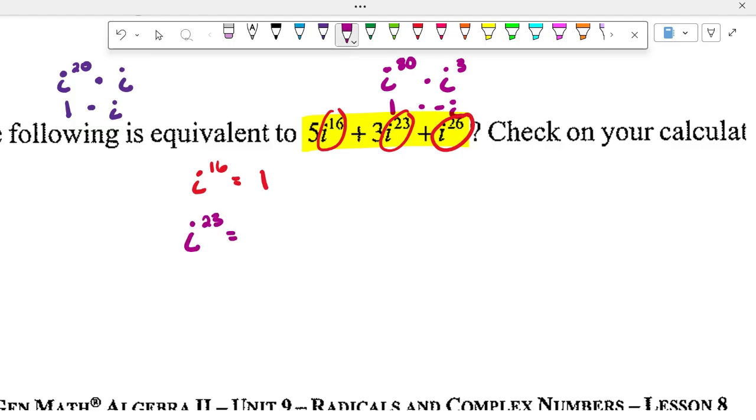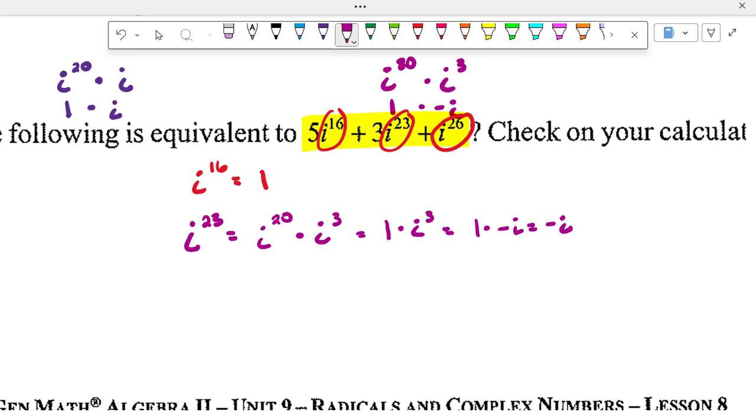i to the 23rd. What's the closest multiple of 4 to 23? Technically 24, but I want the lower one. 20. So always go lower with these guys. So i to the 20th times, how many are left over? 3. So this would be 1 times i cubed, which, what's i cubed? Negative i. So that's 1 times negative i, which is negative, I don't know why I wrote negative 1. So negative i.